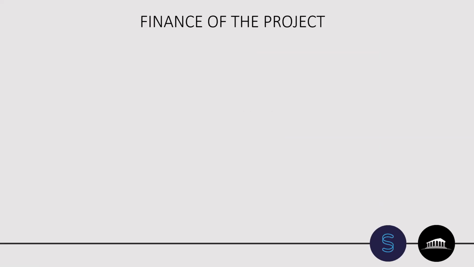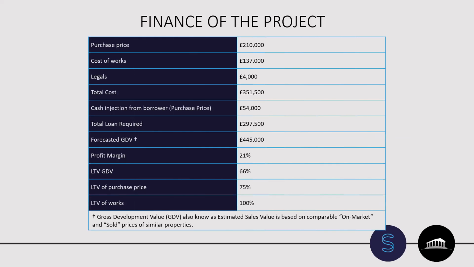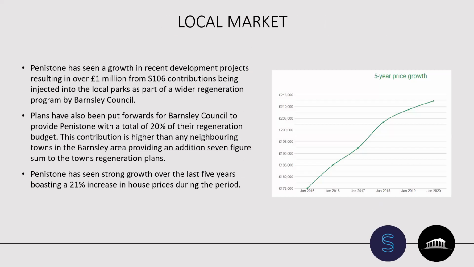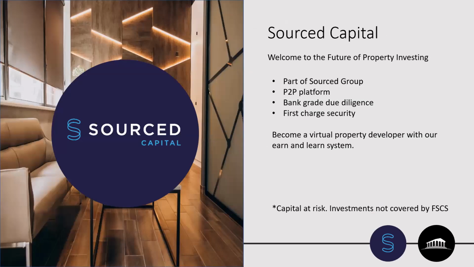A little bit further information in terms of the breakdown of cost, how much is being injected in from the borrower, the profit margin at 21%, and the loan to value against the GDV of 66%. So a little bit of an overview. I know we've overrun a little bit, so I'm not going to go too much into detail in terms of the growth, etc. of this particular property, but it's a snapshot.